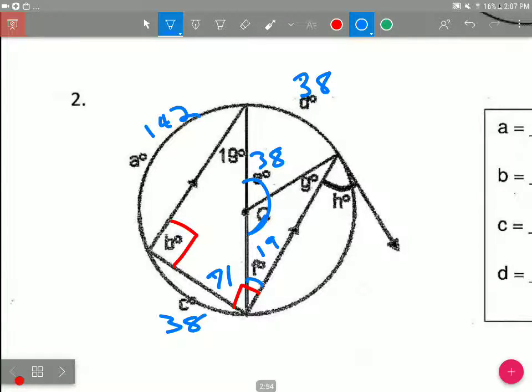This is 180 degrees, so 180 minus 38 is, I don't think that's 122, it's 142. Which means this one right there, 142 plus 19 is 161. 180 minus 161 will give us this one, which is also 19.